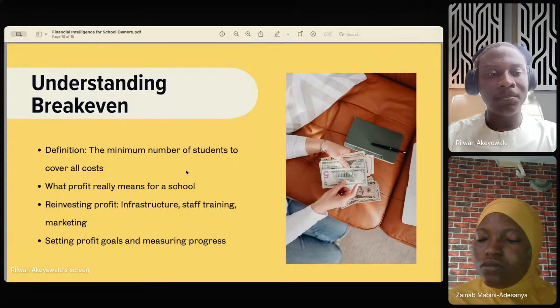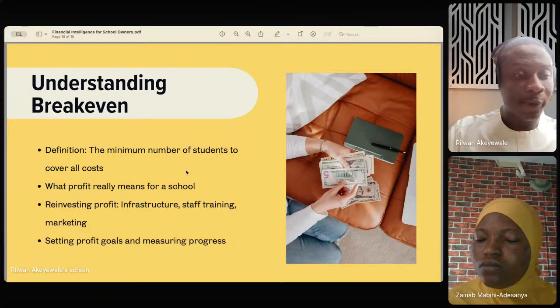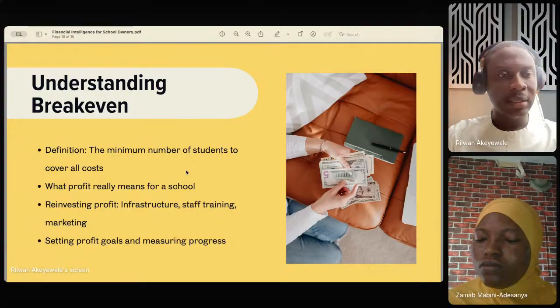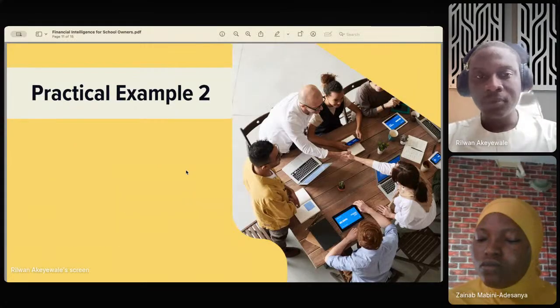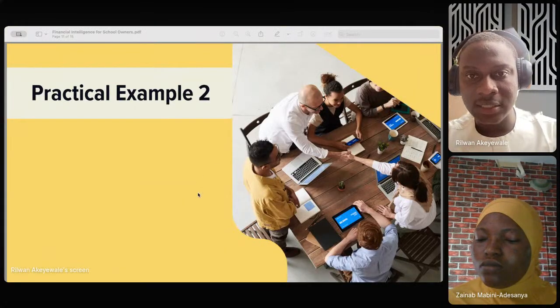Also you need to know how to set profit goals. After how much profit do we need to make in this term or in this session to be able to do some of these expansion projects that we want to do. So let's look at another example very quickly, to look at cash flow.